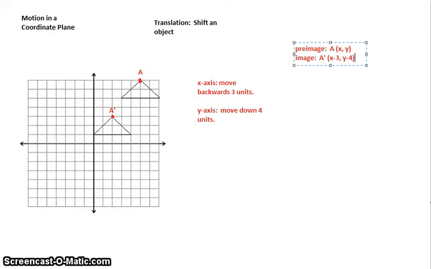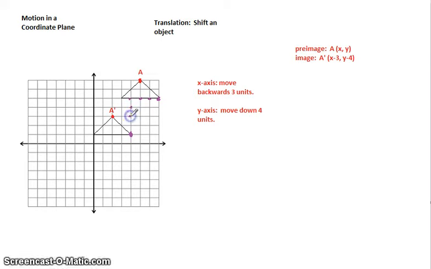And this rule hopefully will work for all of the points that are in this triangle. I'm going to try it out just to make sure. I'll color this point in purple. And I want to see if this rule follows from this point to this point. So according to this, on the x-axis, I'm going to move backwards 3 units. 1, 2, 3. From the pre-image, I went backwards 3 units. And then, on the y-axis, I'm going to move down 4 units. So from that spot, I'm going to move down 4 units, and hopefully I'll get to my image point.